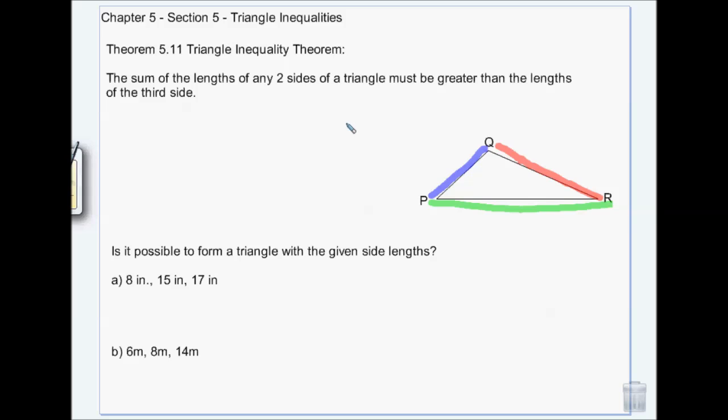Triangle Inequality theorem, and this is for one triangle, which says that the lengths of any two sides have to be greater than the length of the third. So if I add, say, PQ and QR, it has to be greater than PR. So blue plus red greater than green.